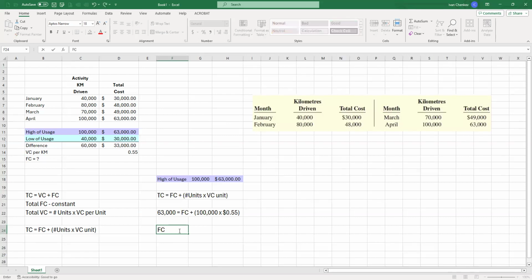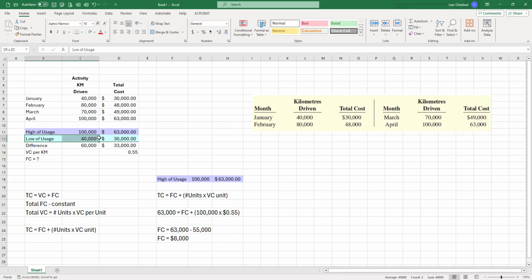How much will my fixed cost be? My fixed cost will be equal to total cost minus, how much is 100,000 times 55 cents? 55,000. So my fixed cost should be equal to how much? $8,000. And that's the dollar amount. That's if we use the high usage.